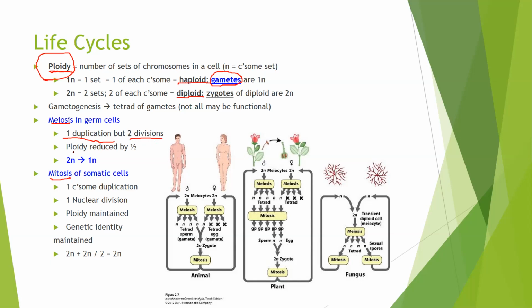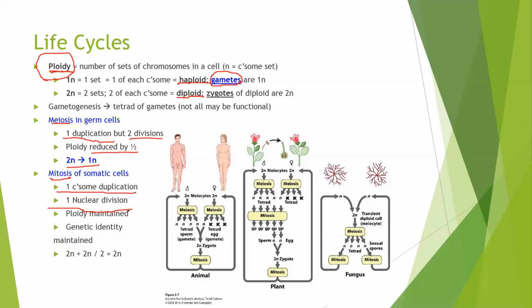So the ploidy in the meiosis process will be reduced by half, from 2n to 1n, right? However, this is different in mitosis. If you look at the diagram, you're going to see there is only one round of DNA duplication, and there's only one round of cell division.